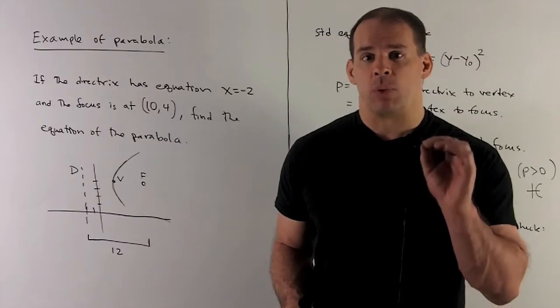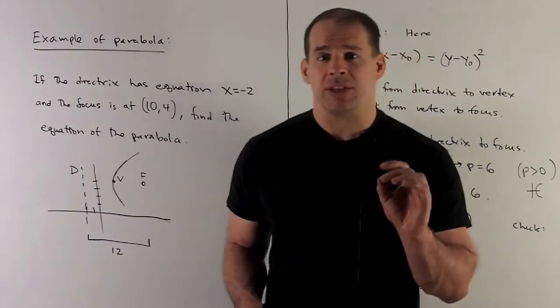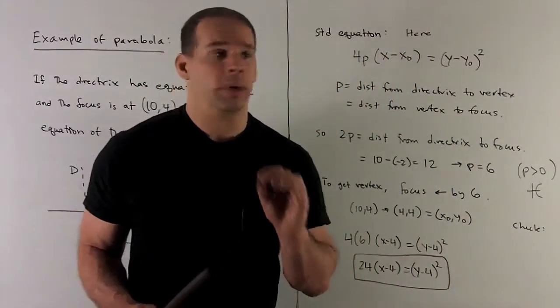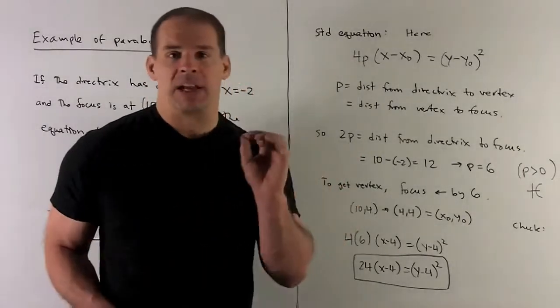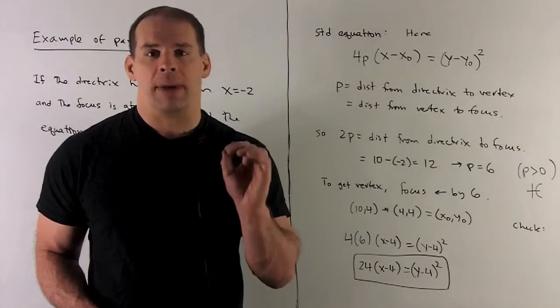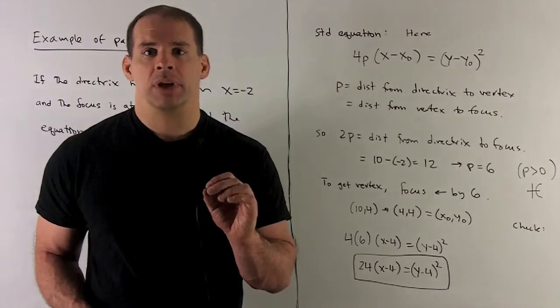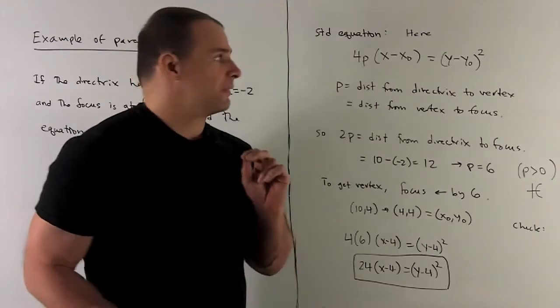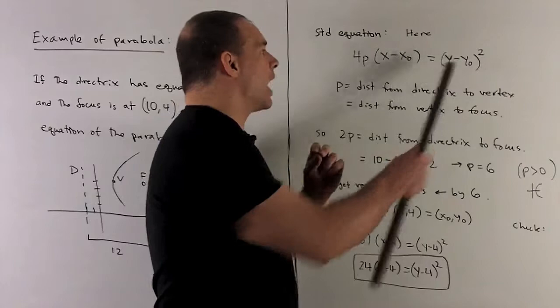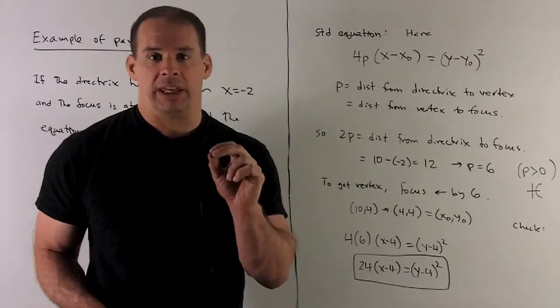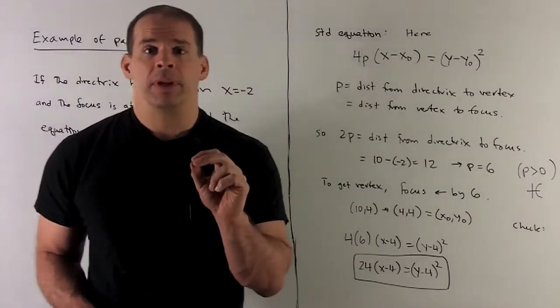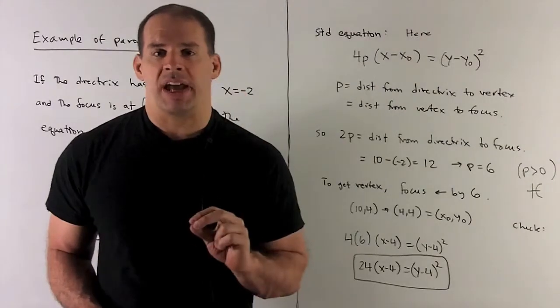Now, if I have a y squared in the equation, that means we're going to use the standard form 4p(x minus x0) equals (y minus y0) squared. So what are we looking for here? We're looking for the vertex (x0, y0), and we're looking for p. What is p? P is going to have two items attached to it.